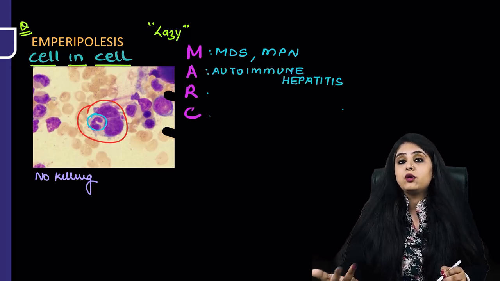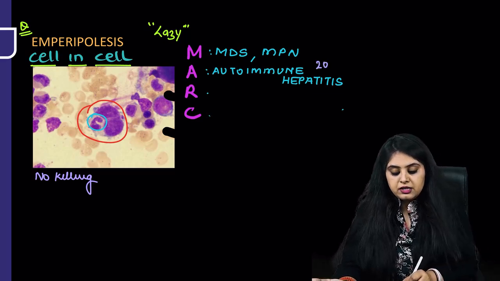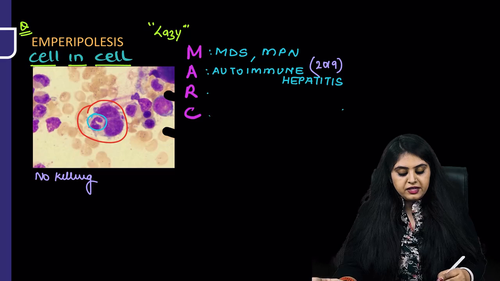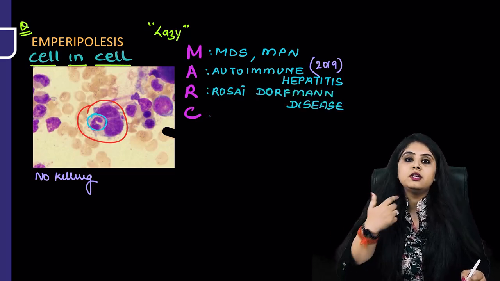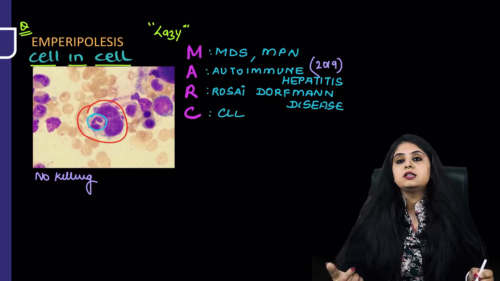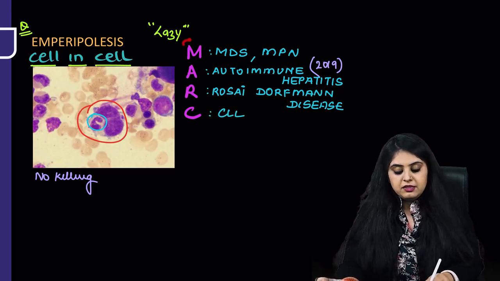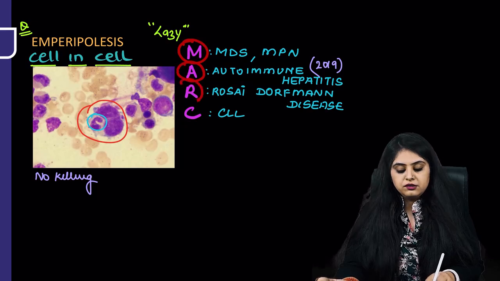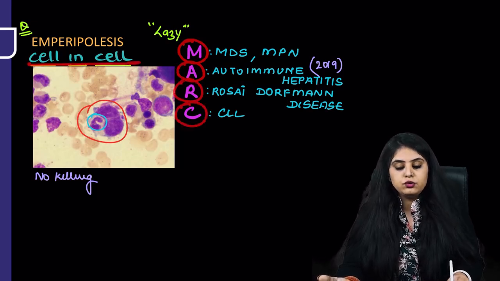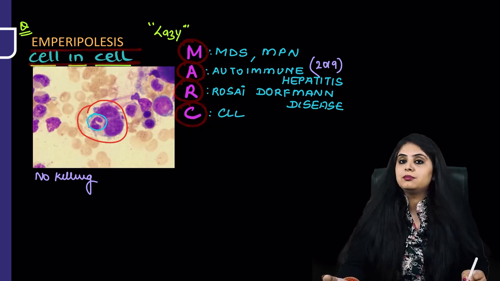You see it in A for autoimmune hepatitis, which was a 2019 AIIMS exam question. Next, you see it in Rosai-Dorfman disease, which is a lymph node disorder. And next, you see it in a blood cancer, that is CLL. MDS-MPN, autoimmune hepatitis, Rosai-Dorfman, and CLL. They all show you cell in cell, that is known as emperipolesis.